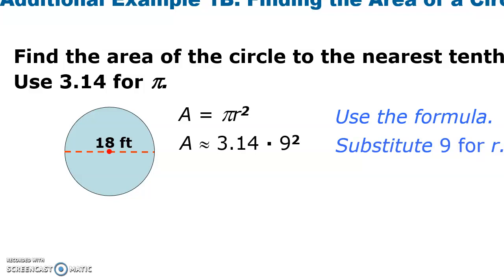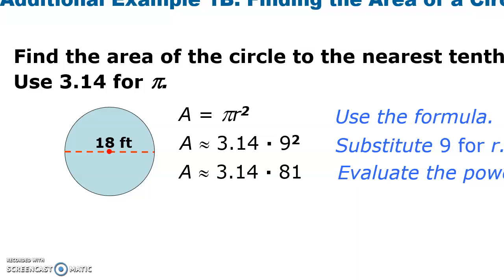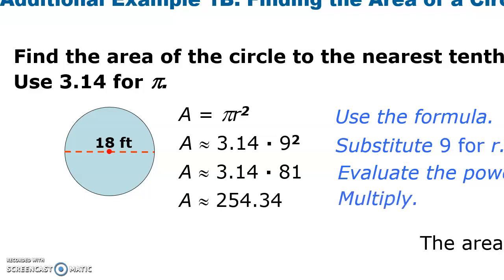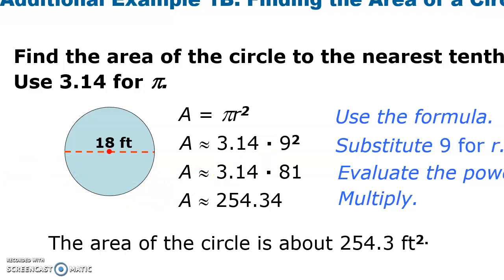We're going to plug and chug. We're going to plug 9 in for the radius. Using order of operations, we are going to do the power first, or the exponent, and we have 3.14 times 81. When you multiply that and round it, you get 254 and 3/10 feet squared. Okay, so it's really just a matter of plugging your numbers in and figuring where to go from there.